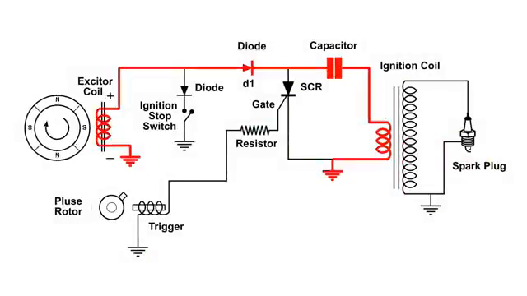This is a simplified drawing of a CDI, capacitor discharge ignition. All the way to the left is the exciter coil, and it has a rotating magnet that induces an AC voltage in that coil.